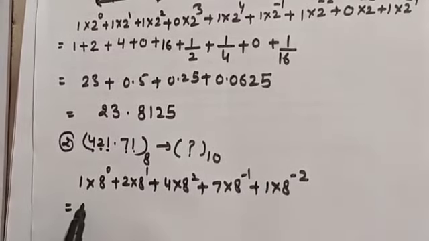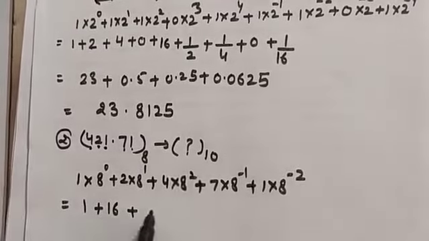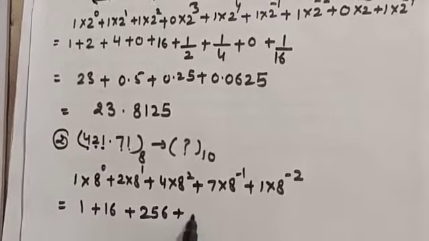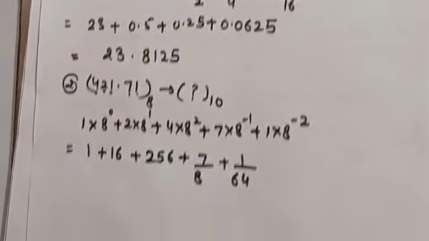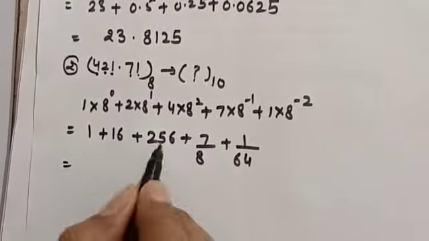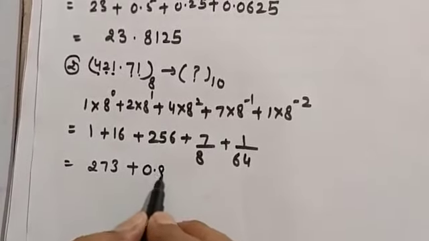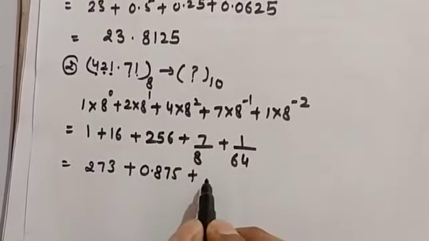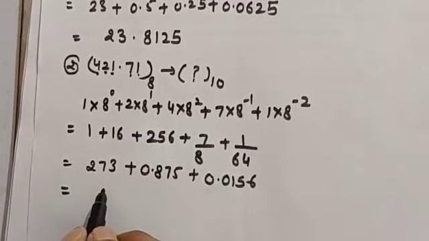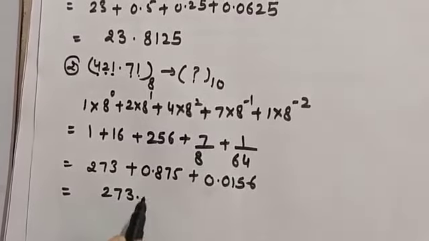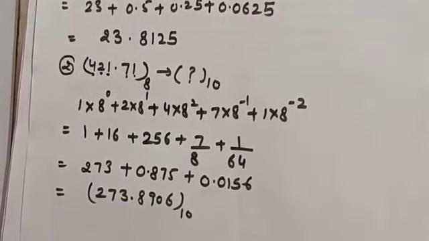Now we simplify this. 1 plus 16 plus 4 into 64 is 256, plus 7 by 8 plus 1 by 8 square, that is 64. Now on simplification, integral part will become 273, plus 7 by 8 is 0.875 and 1 by 64 is 0.0156, and when we add this number we will get 273.8906, and the number is in decimal number system.